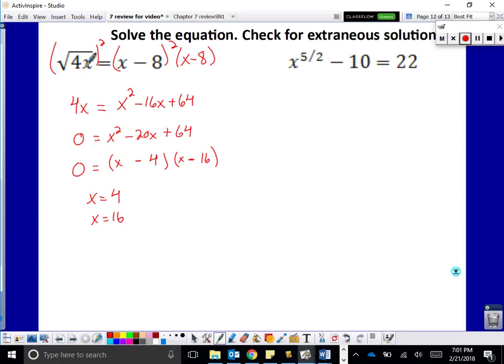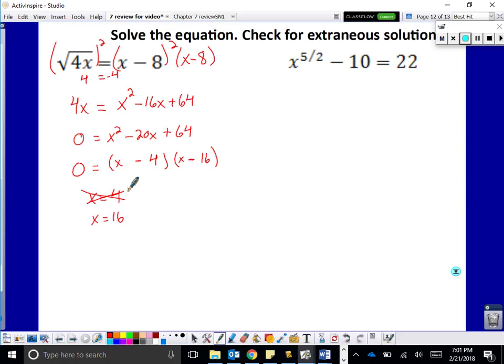So if I plug a 4 in, that's going to give me for my check, 4 times 4 is 16. Square root of 16 is 4. If I plug that same 4 in here, I get 4 minus 8 is negative 4. That is a false statement. 4 is what we call an extraneous solution, so we have to cross it out.